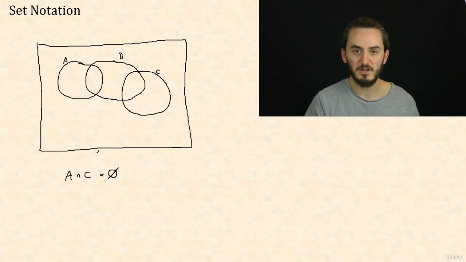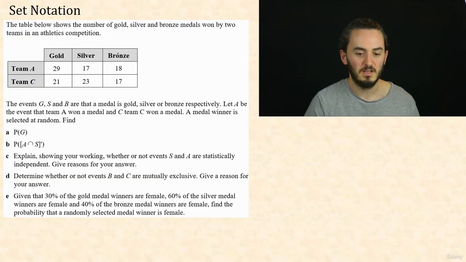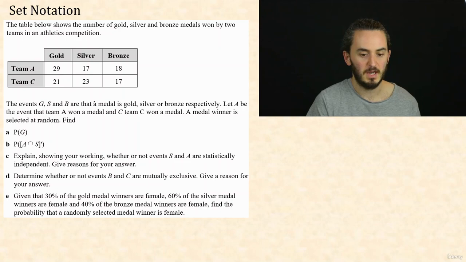Now that we've got that under our belts, let's see if we can do some probability calculations with this notation. Okay, so the table below shows the number of gold, silver and bronze medals won by 2 teams in an athletics competition. Notice I've deliberately picked one which is not a Venn diagram question, just to show that the terminology is flexible. It can be used in Venn diagrams and all sorts. So you've got Team A and Team C, and then it lists out how many gold, silver and bronze they've won. The events G, S and B are that a medal is gold, silver or bronze. That makes sense.